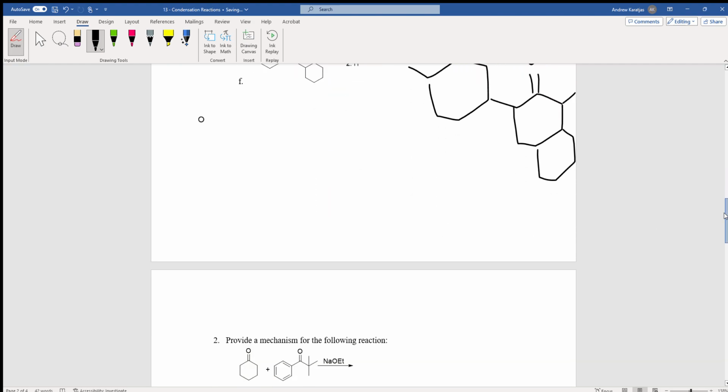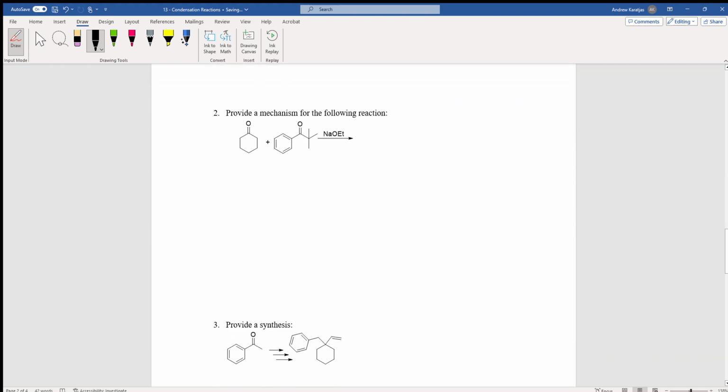All right, question 2. We have a mechanism question. And some of you might look at this one and say that ketone that's there probably not going to react. It's too sterically hindered. And that's certainly feasible. But let's just assume that it is able to react. So the reaction here, we have another aldol.